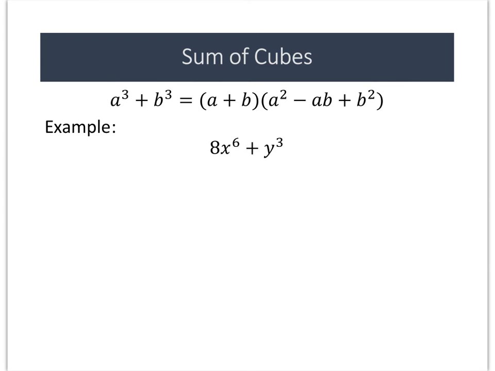All right, here's a slightly more challenging problem. The key here is to identify what is the A and what is the B. So pause real quick if you need to. Your A value has got to be 2x, because 2x times 2x times 2x, well, 2 times 2 is 4, times 2 is 8, excuse me, and x times x times x is x cubed. So yes, that checks out, that works, and then your B is going to be y.